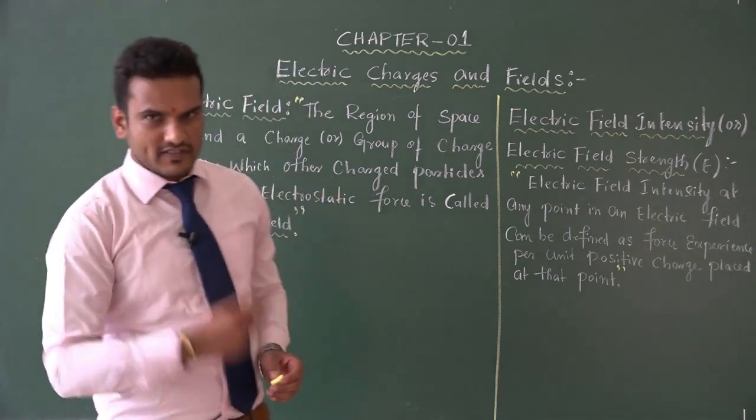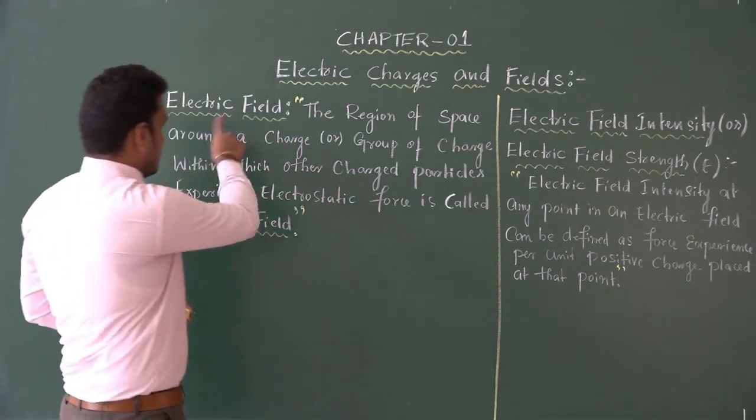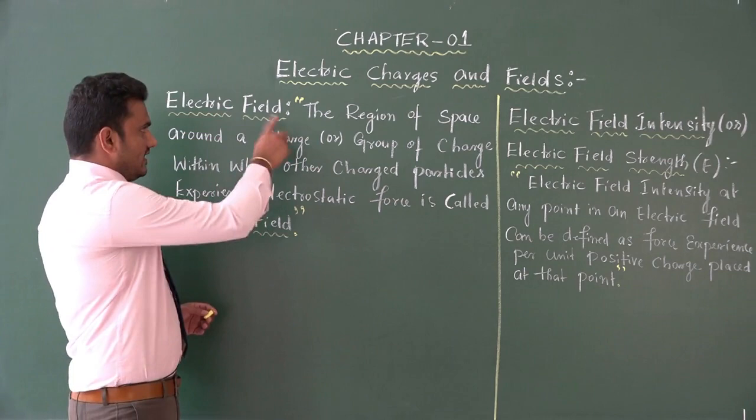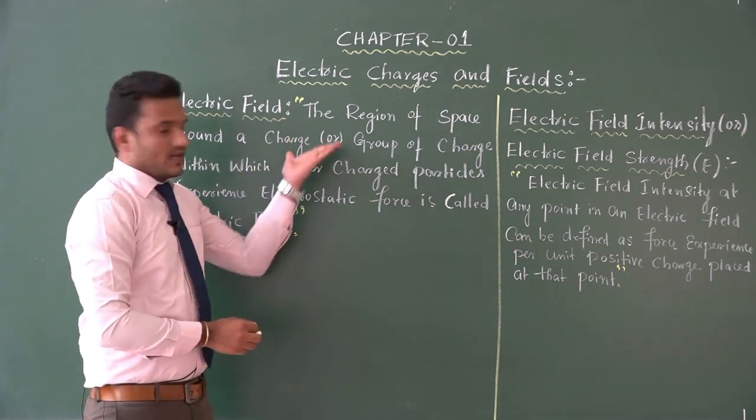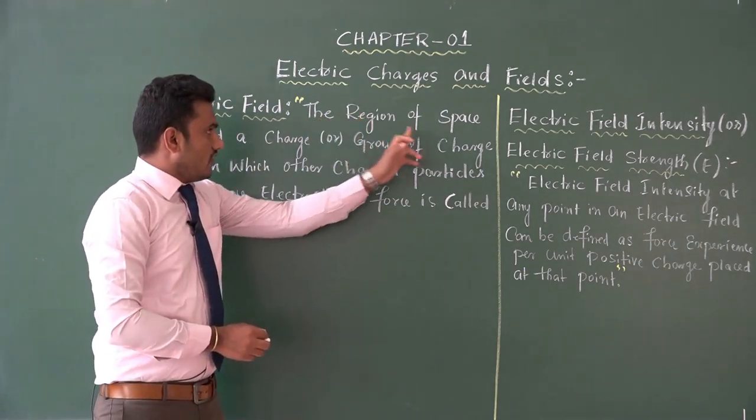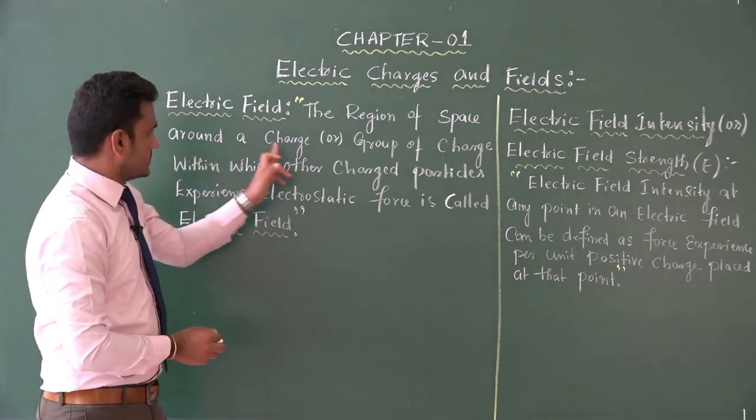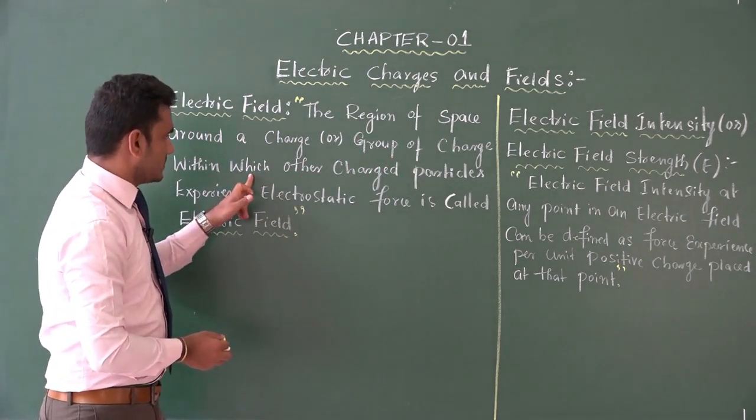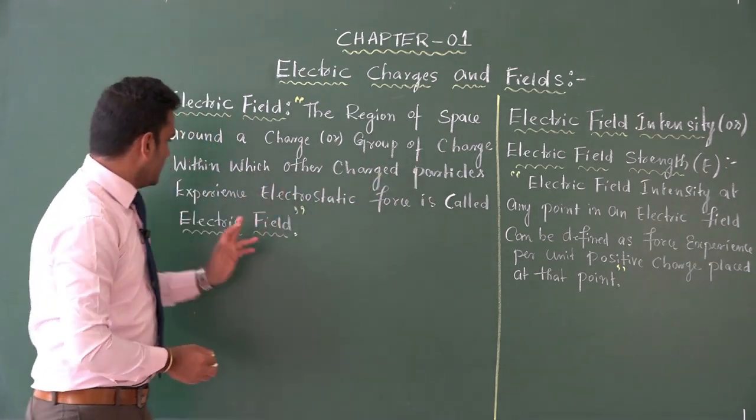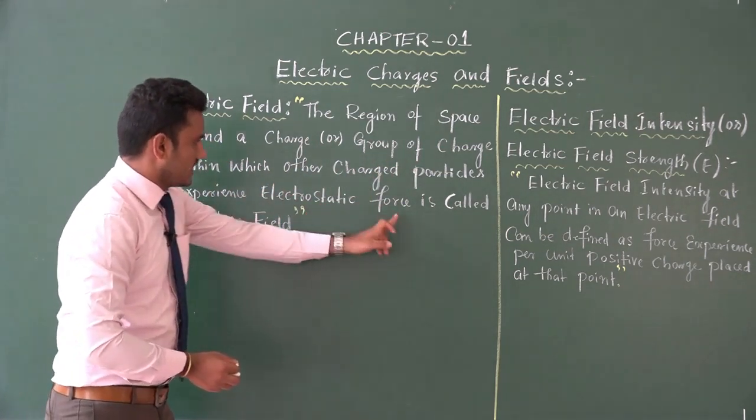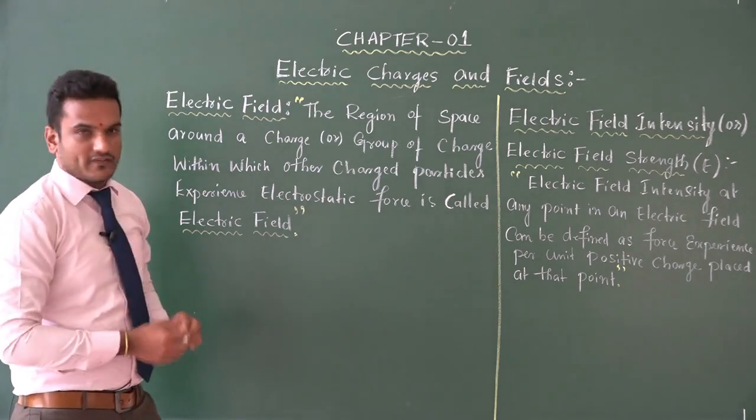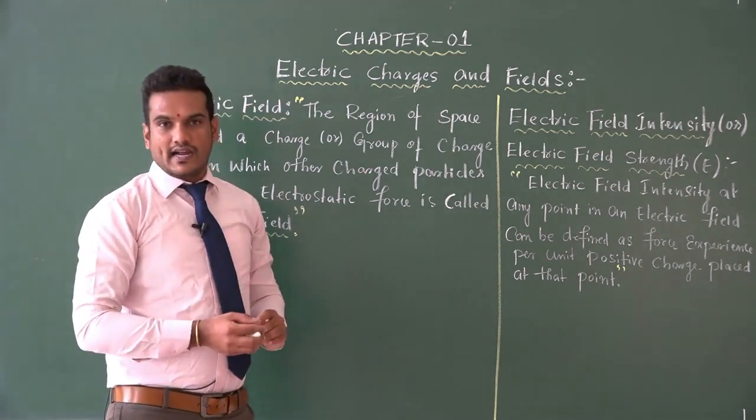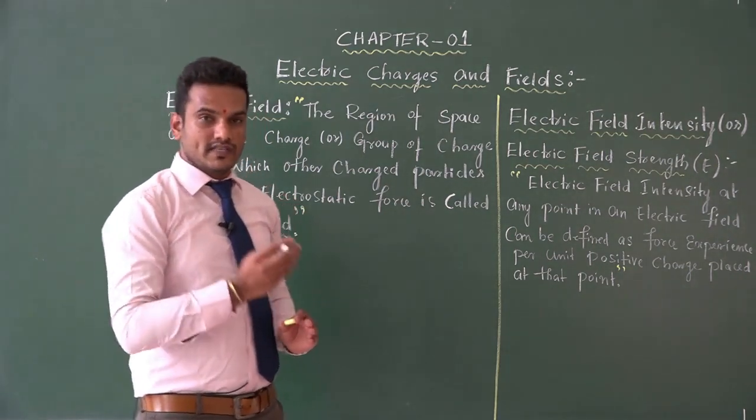In that, the first concept is electric field. The statement for the electric field is as follows: the region of space around a charge or group of charges within which other charged particles experience electrostatic force is called electric field. So let us understand the electric field by using a simple diagram.